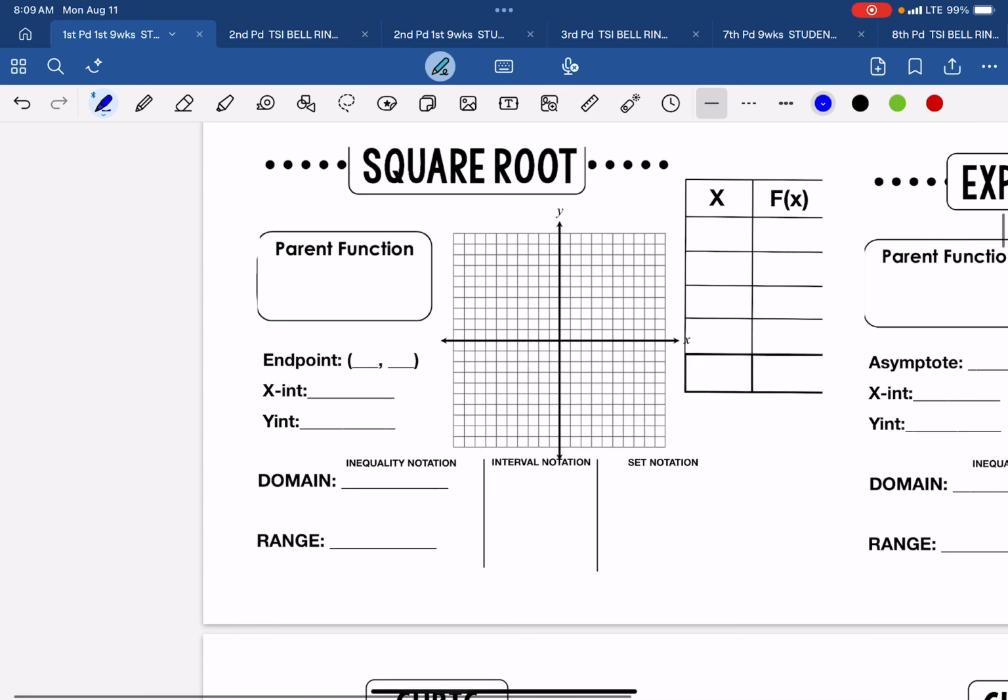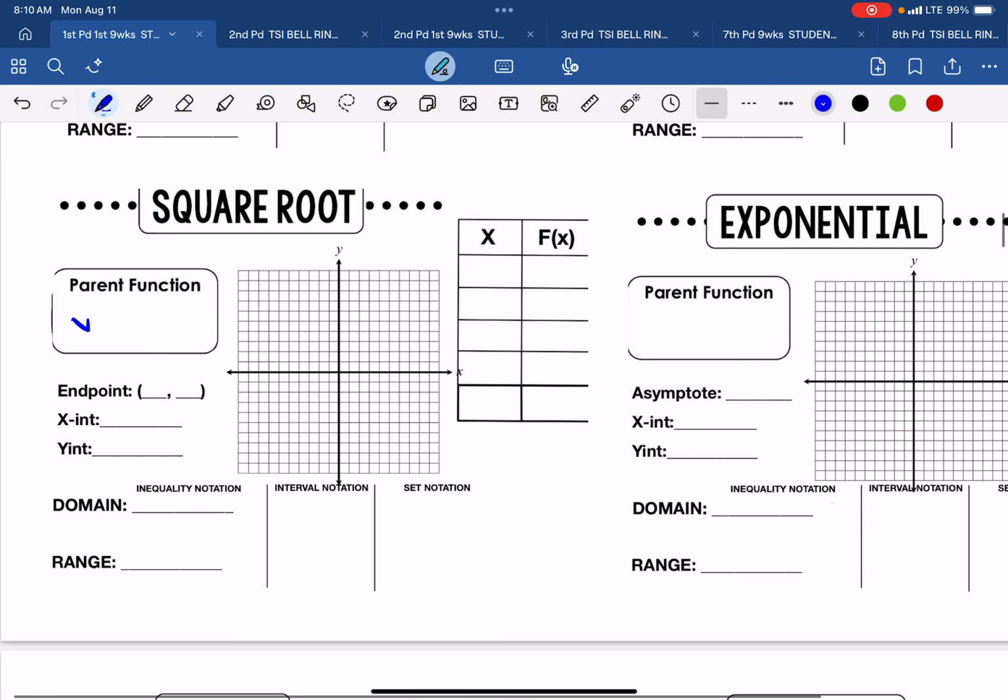Square root function. The parent square root function is y is equal to the square root of x, right? And we choose numbers. Now, I'm the teacher. I already have experience with this function. I kind of know what it does and how it looks. Now, one thing you should remember is inside, let's do a different color.